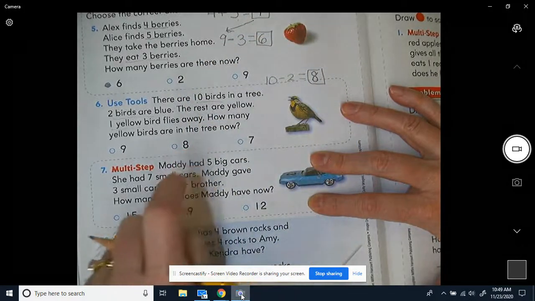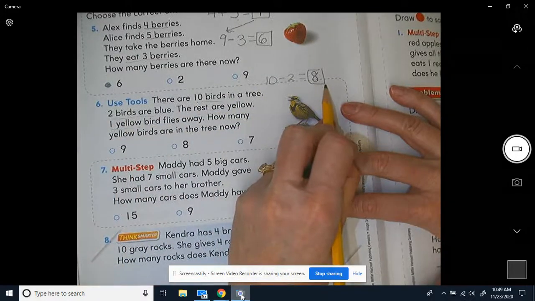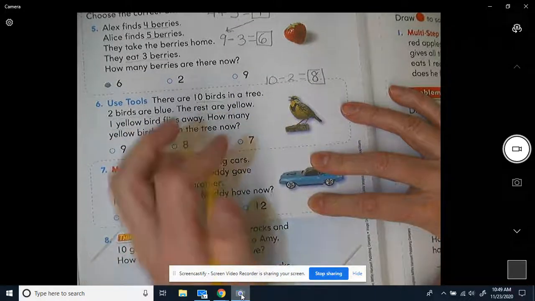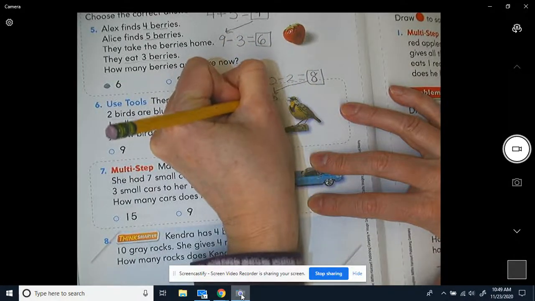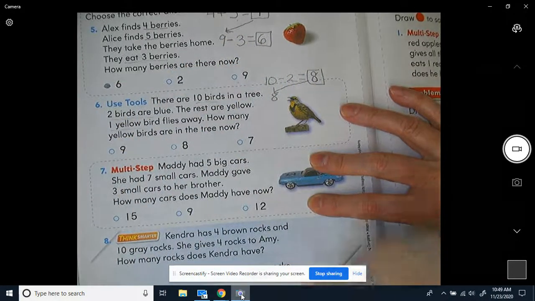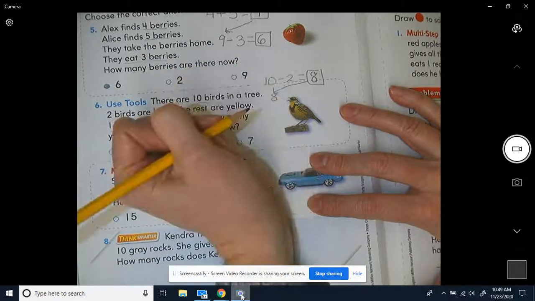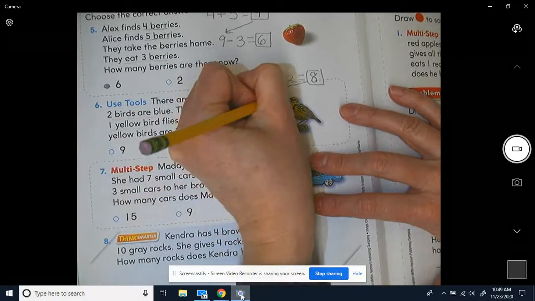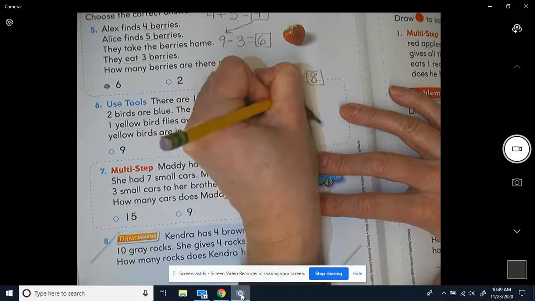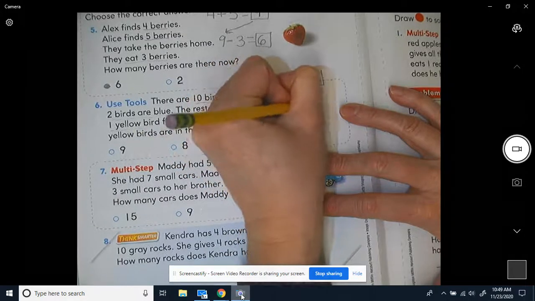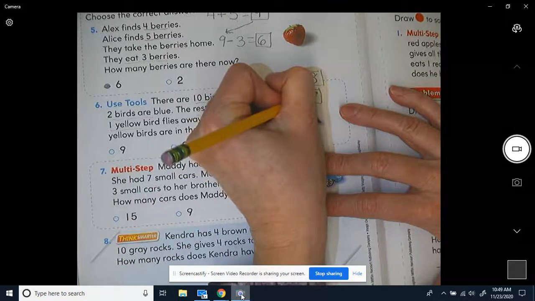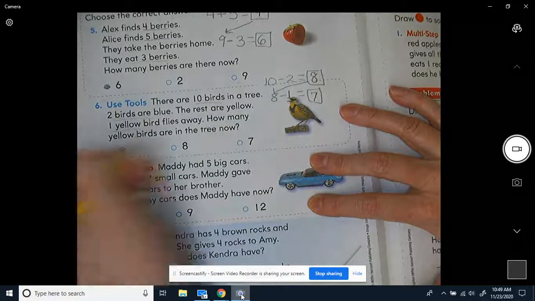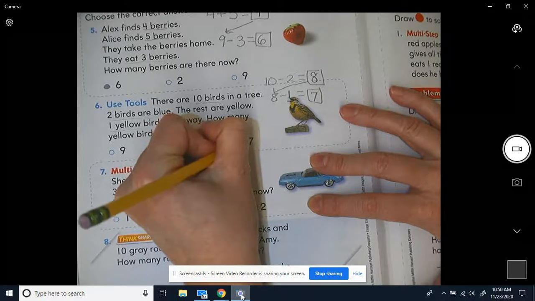8's not my answer though. I have 8 yellow birds. Well, guess what? 1 yellow bird flies away. So I have 8 yellow birds and 1 flies away. So we're going to add 1 or take away 1? We'll take away 1 because it flew away. How many birds are there now? Well, 8 minus 1 equals 7. So I'm going to color in that for 7.